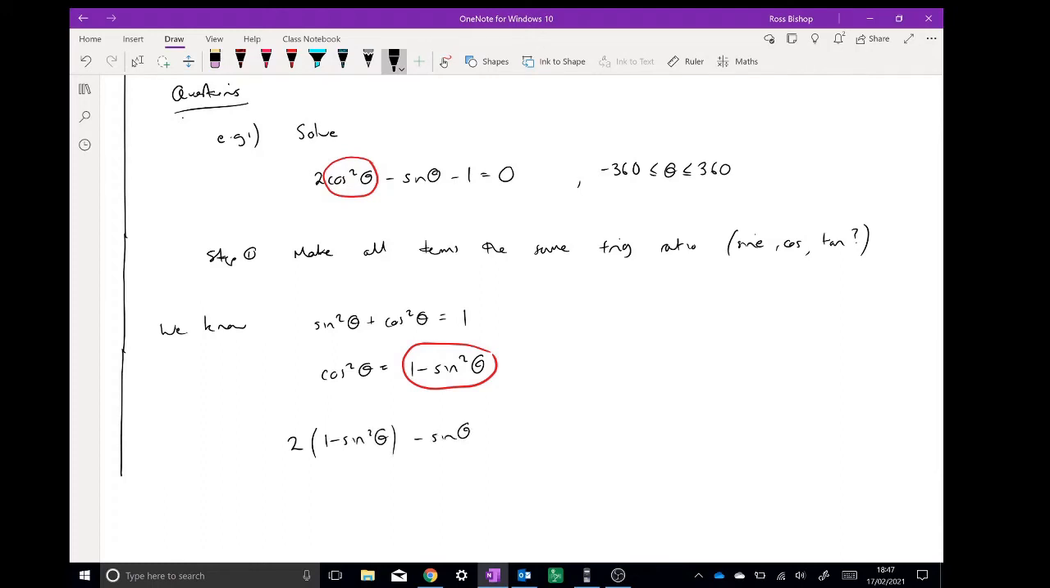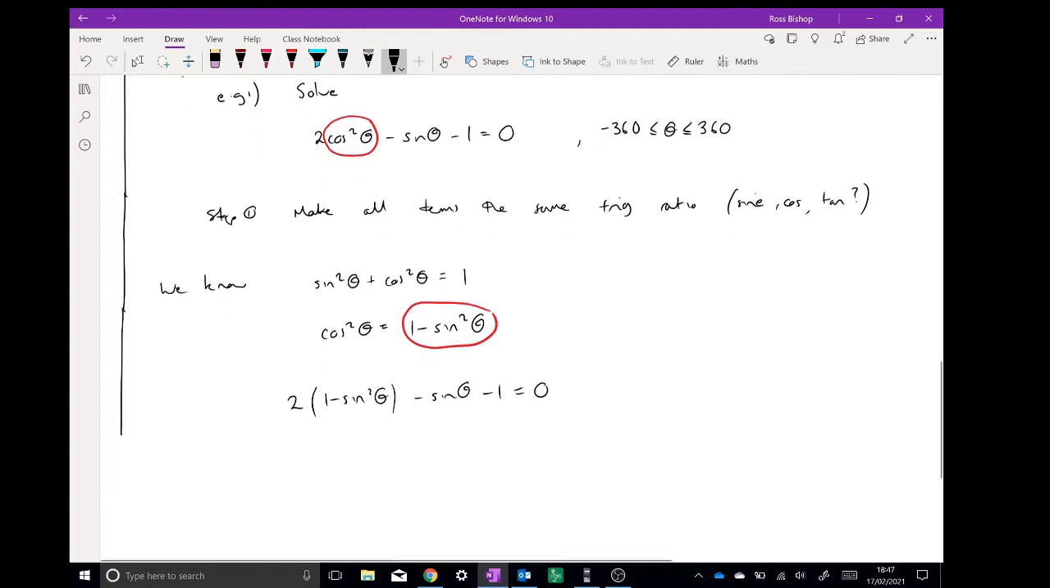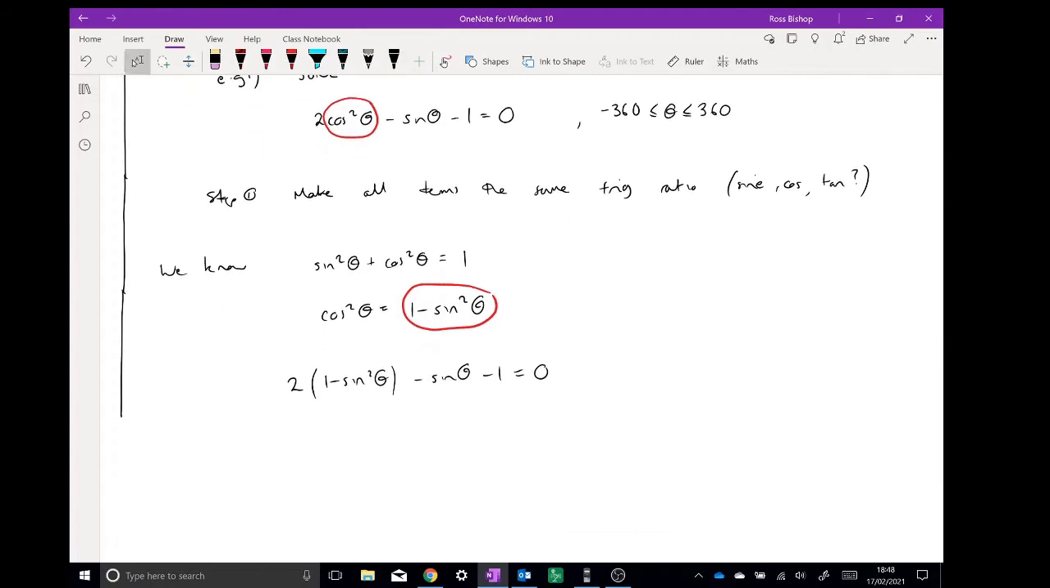Still got minus sine theta minus 1 equals 0. Now I've got them all in terms of sine theta, even though there's a squared. I can now solve this. So let's multiply it out.